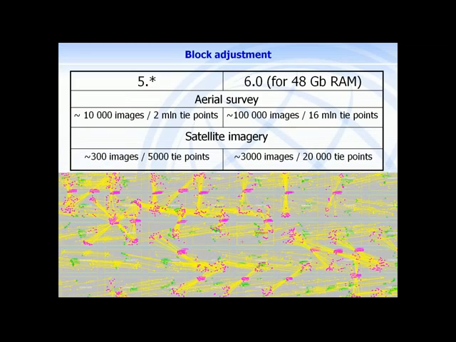In PHOTOMOD version 5, approximately 300 satellite images can be adjusted using 5,000 tie points. In PHOTOMOD 6, it can be 3,000 images with 20,000 tie points. For our project, the difference is much more significant.